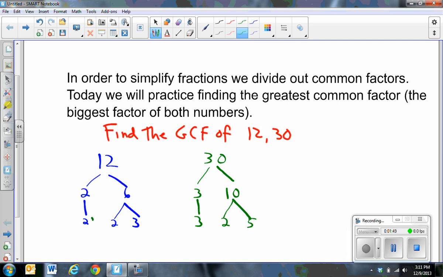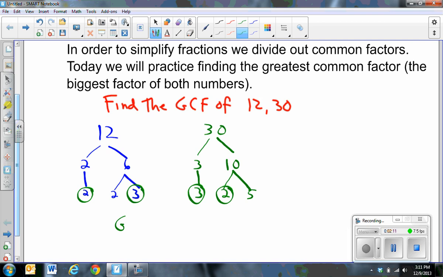So I see 2 is a factor of each. Now since there's not another 2, even though there's another 2 for the 12, there isn't another 2 for the 30. So we get to skip over the 2, and then 3 is also a factor of both. Okay? So the greatest common factor, then, is 2 times 3, or 6. And sure enough, when we think about it, 6 goes into 12 and 6 goes into 30. So it is the greatest common factor.